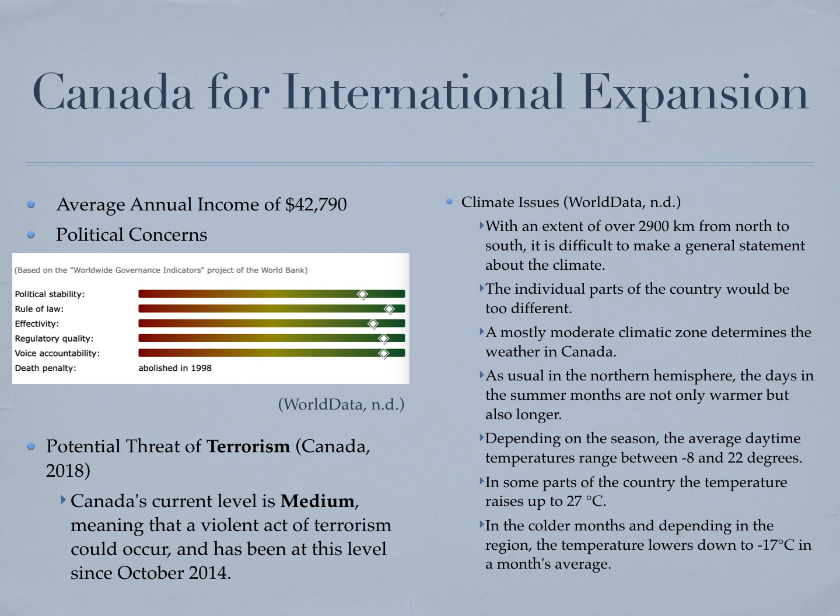In some parts of the country, the temperature raises up to 27 degrees Celsius. In the colder months, and depending on the region, the temperature lowers down to -17 degrees Celsius in a month's average. So for these reasons, I believe CarMax should expand to Canada.